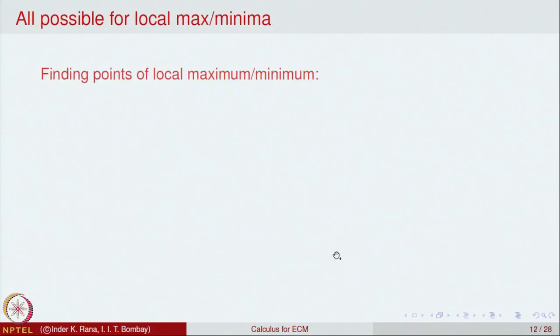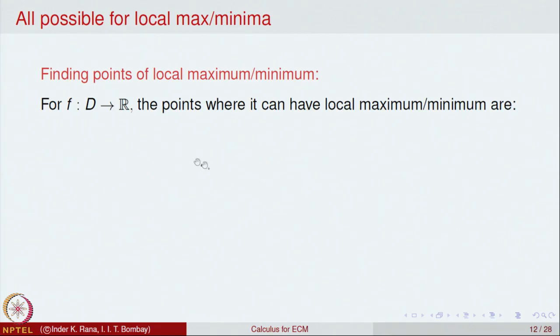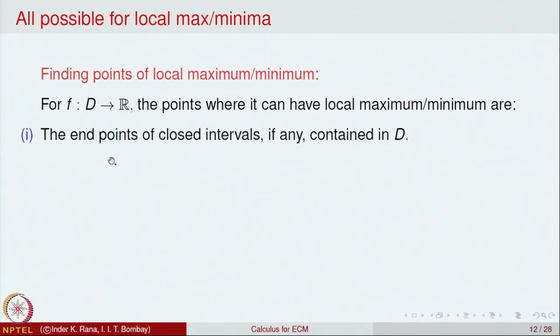So, let us look at some examples to analyze these points of local maxima and minima. What is the strategy for analyzing whether a function has a local maxima or minima at some points? First of all, we have to locate those points where possibly the function can have a local maxima or minima. So, the points are as follows. First, f is a function, let us say defined in a domain D. It can have local maxima or minima at the following points. The possible points are, one, end points, in case there are any closed intervals in D. So, end points of those closed intervals, if there are any.